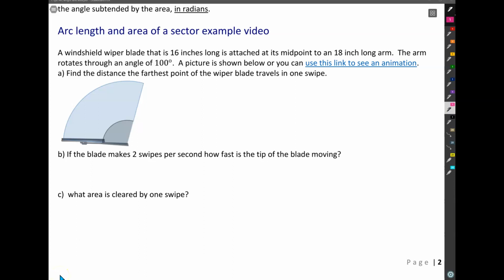Hi everyone, this is an example getting into using area in a real world application, but it's also got some arc length in it. I really like this one. It's a pretty cool one, a little bit tricky, so you can see where you can have some pitfalls. So this is about a windshield wiper and how far different points on the wiper move. In fact, I'm just going to do one for the purposes of this example, and how much area it clears.